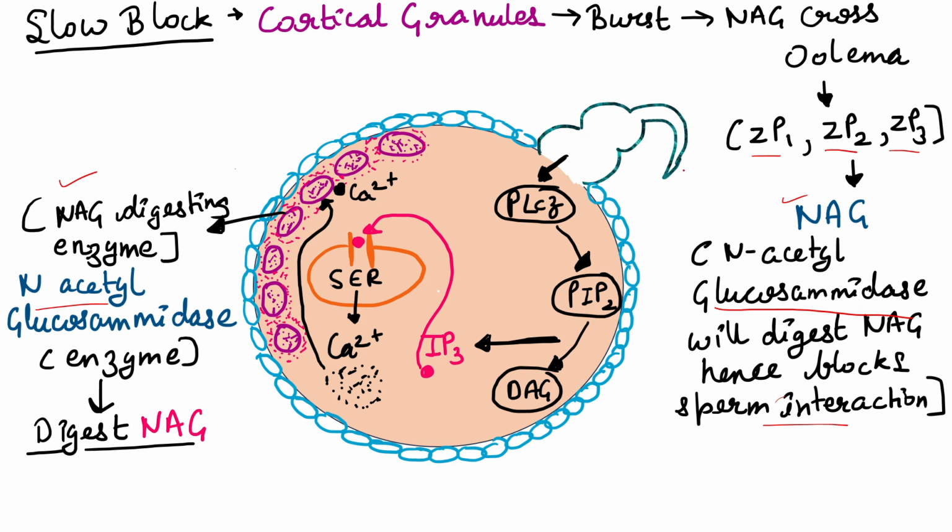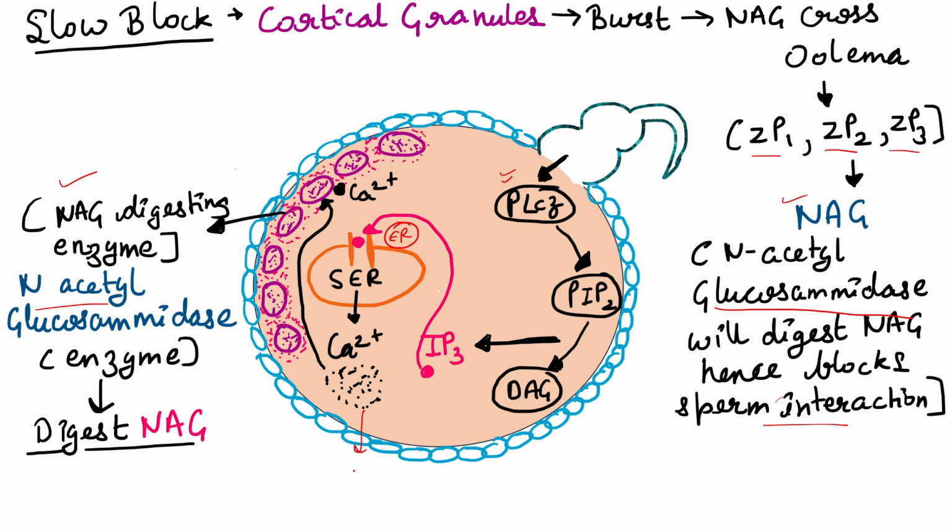Once the sperm has interacted with the ovum, it will activate this PLCz. PLCz would activate PIP2, and then PIP2 will activate IP3. Right? This IP3 would bind to the ER. So it is binding to the ER membrane, hence releasing the Ca2 positive, that is calcium ions.